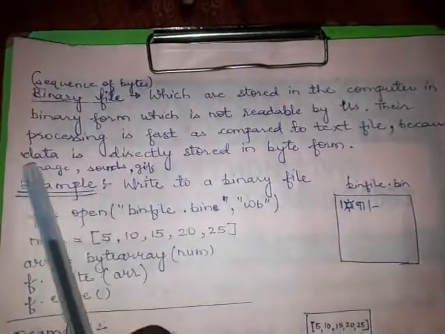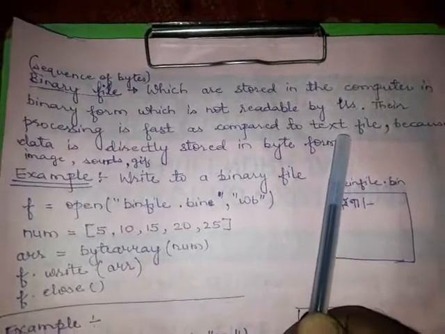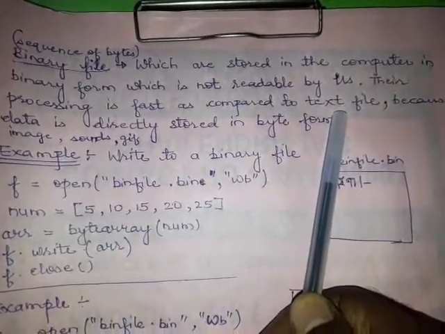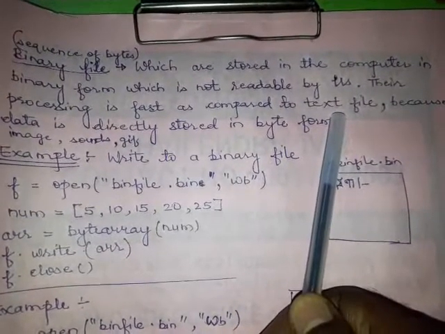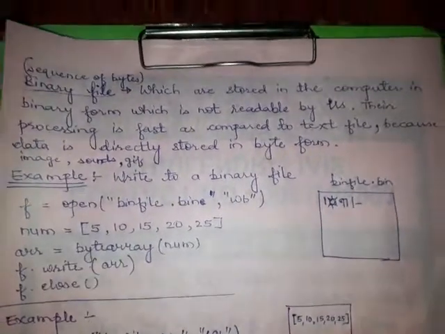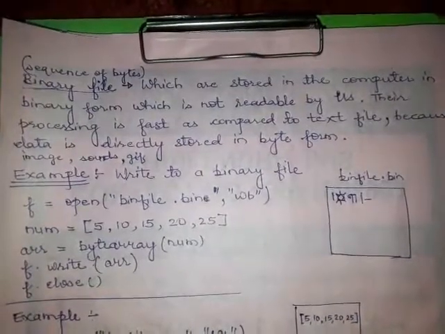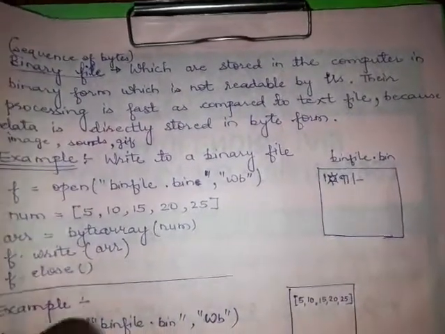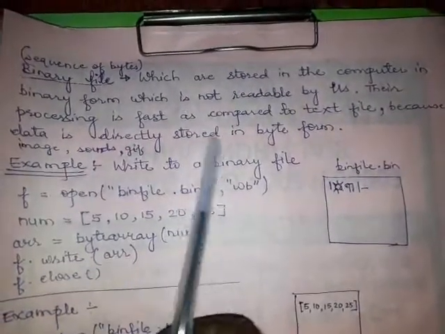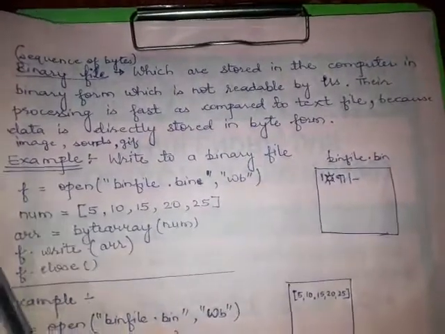Their processing is fast as compared to the text file, because the data is written in the byte form, so the computer directly reads it and processes it. While in the case of text file, the content of the text is first converted into byte form, then the computer processes it. That's why binary files are very fast, because data is directly stored in byte form.